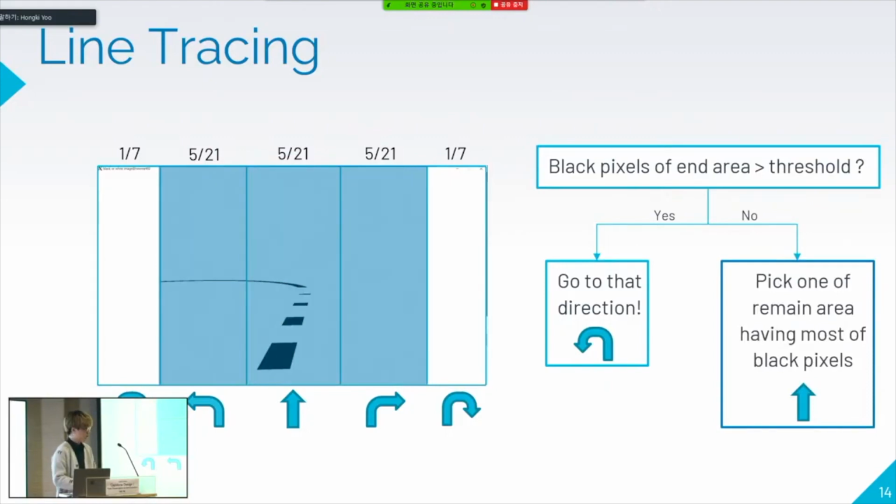These 5 regions will be the key to determining the direction of the car. When there are black pixels in the red region over the threshold value, the car will move in that direction. If not, the remaining regions will be considered, and the region that has the most black pixels is selected for the direction.